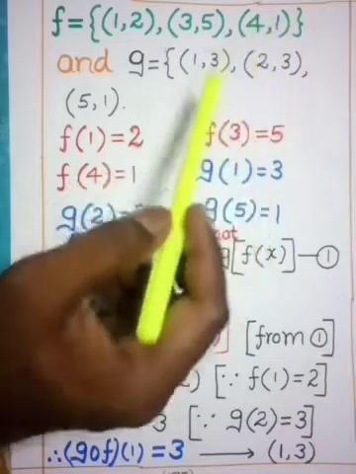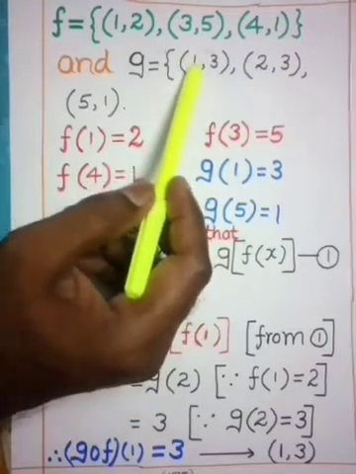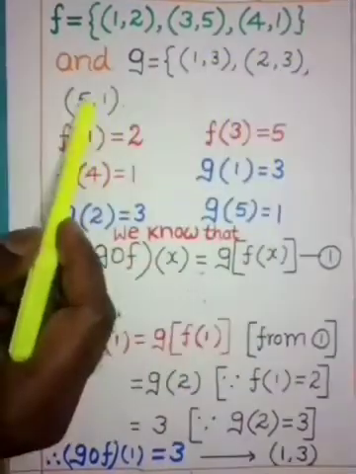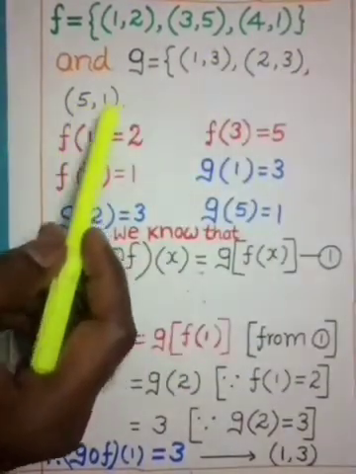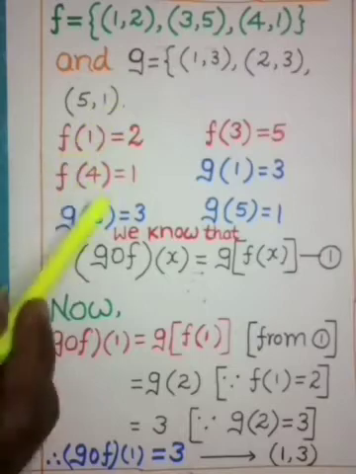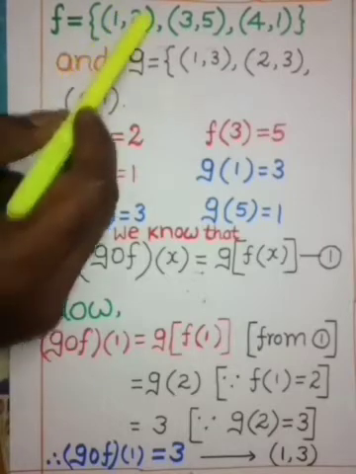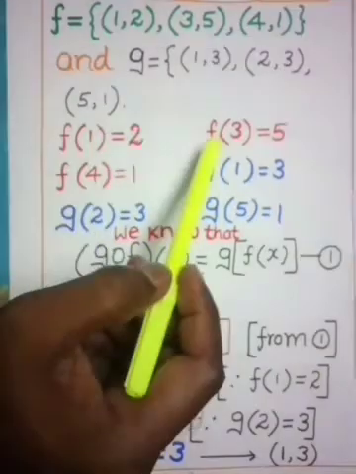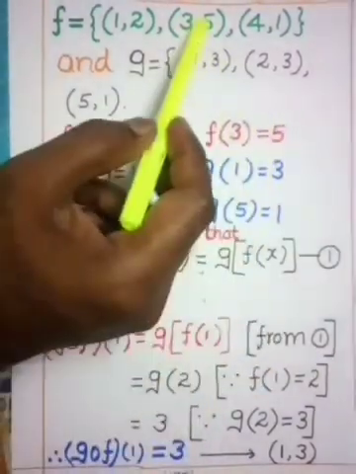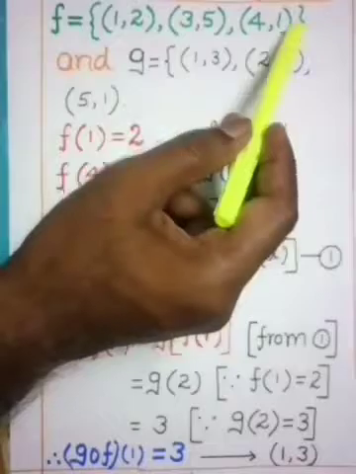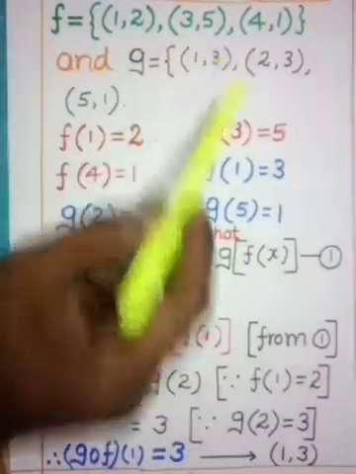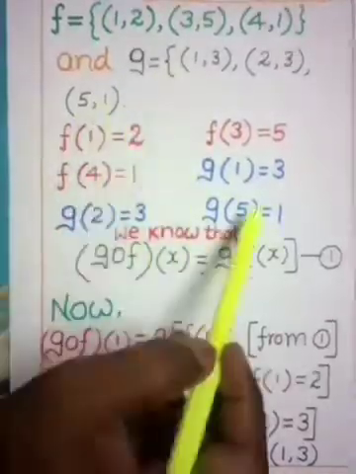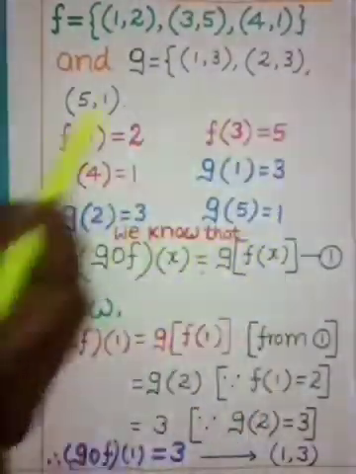Understood, my dear children? Similarly, the image of element 1 is 3. The image of the element 2 is 3. The image of the element 5 is 1. So we can write these functions like this. f of 1 is equal to 2, that is, the image of 1 is equal to 2. Similarly, we can write f of 3 is equal to 5. Similarly, f of 4 is equal to 1. g of 1 is equal to 3. g of 2 is equal to 3. g of 5 is equal to 1. Understood these steps, my dear children?